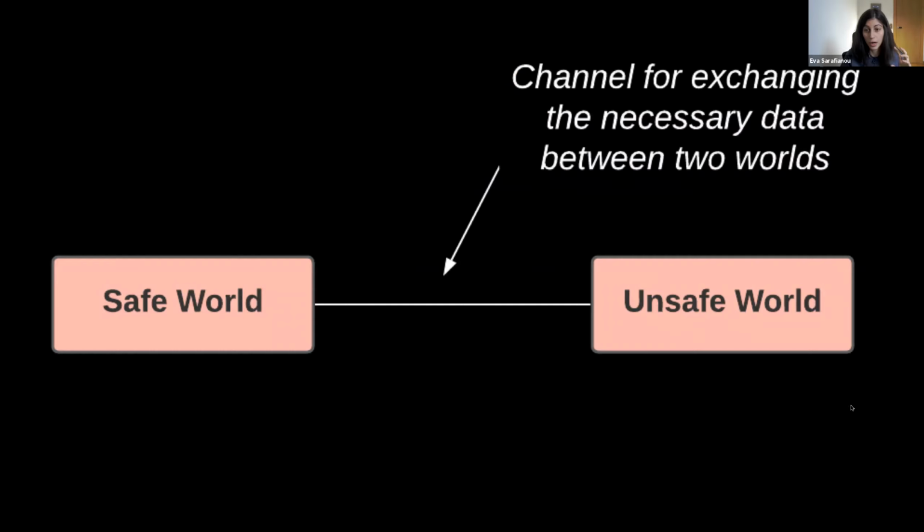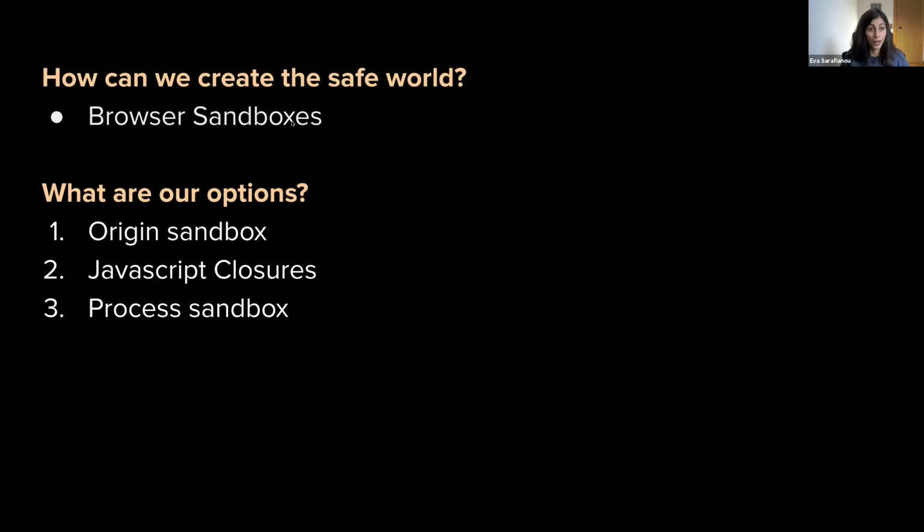We're looking for something that is a safe world. We have the unsafe world, and we usually need a channel between them where they can exchange any data needed from one to the other. And because we're talking about browsers, let's be more specific. What we're looking for is what different browser sandboxes we have as options.